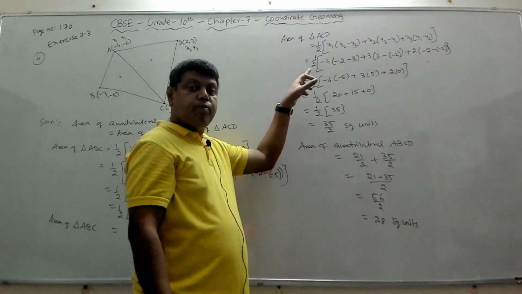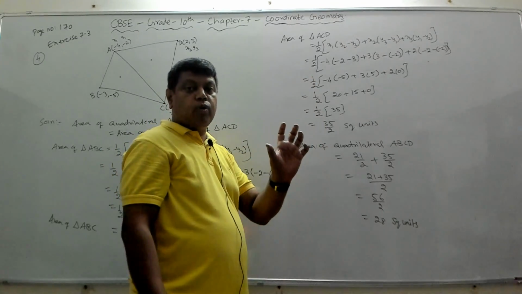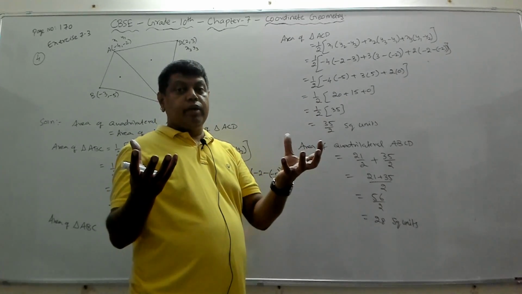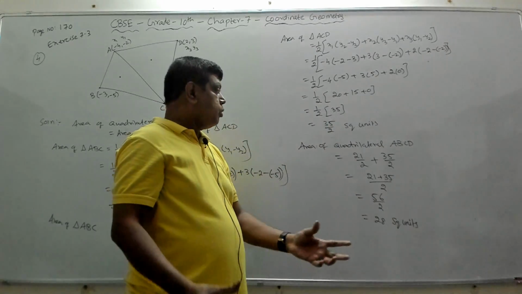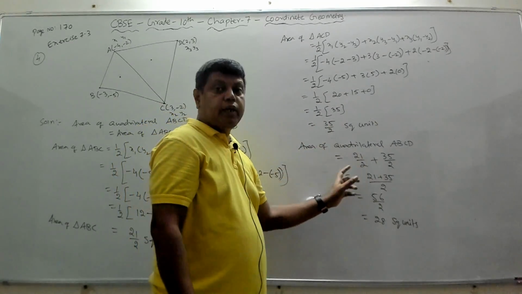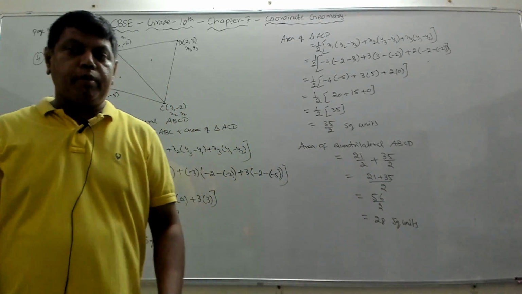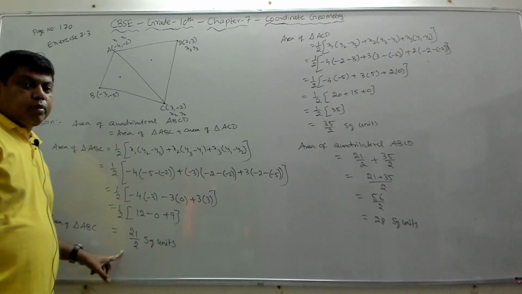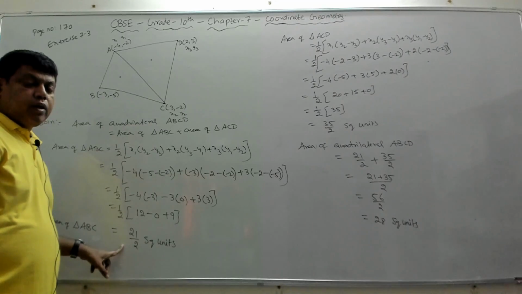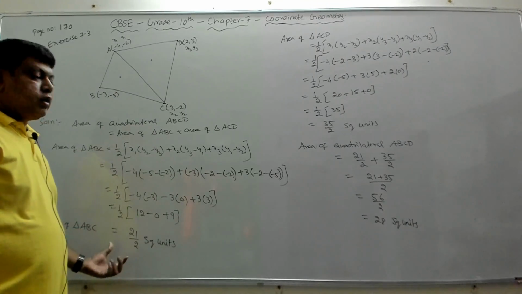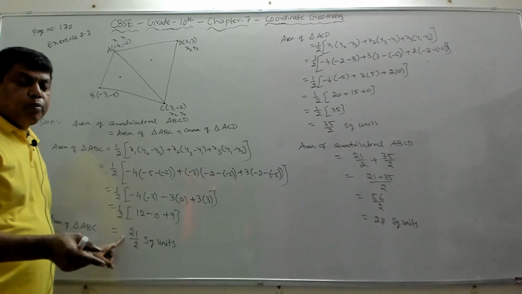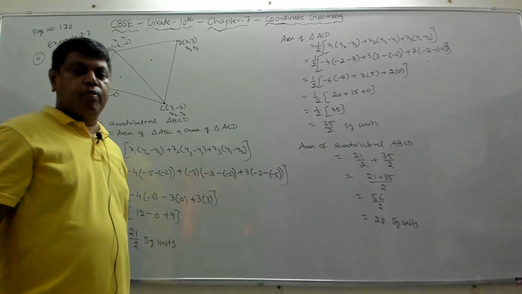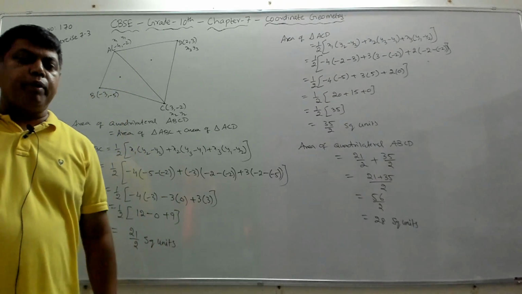Sometimes you may get negative values. You have to ignore the negative sign and take only the absolute value. After taking the absolute value of the triangle ABC and the absolute value of the triangle ACD, you have to add both positive values to get the area of the quadrilateral. If you keep one of them as negative and try to do it, then your answer will be wrong. So whenever you find the area of the triangle and you get a negative, you have to take the absolute value. Suppose we had got minus 21 by 2, still we would have taken the area of the triangle as 21 by 2, not minus 21 by 2, because the area of the triangle cannot be negative.